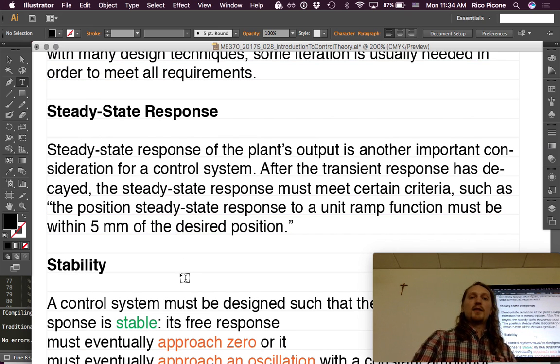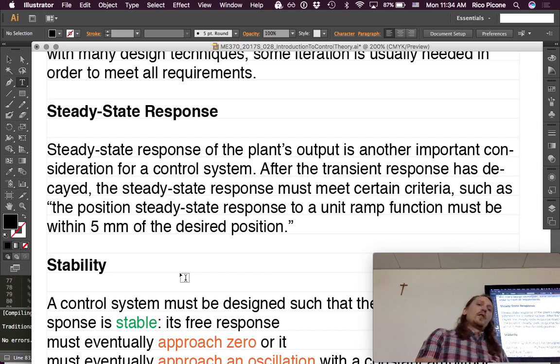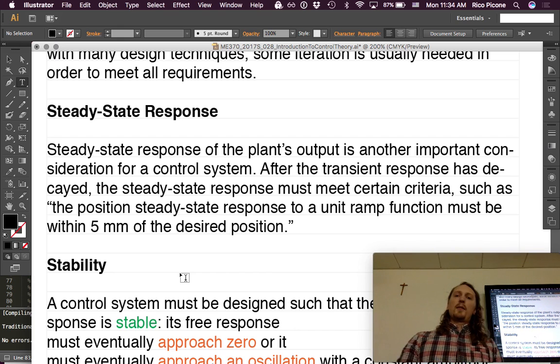So steady state response of the plant's output is another important consideration. After the transient response has decayed, the steady state response must meet certain criteria, such as the position steady state response to a unit ramp function must be within 5 millimeters of the desired position. That could be the requirement. So steady state is once it has stopped the transient response, it's in steady state. So you can have an error in that. You can have a control system, and a lot of them do. Like I said before, if you want to set it to 70 degrees, they might stop at 68 degrees, and it never gets closer. That's a steady state error, and we would want to try to mitigate that somehow.